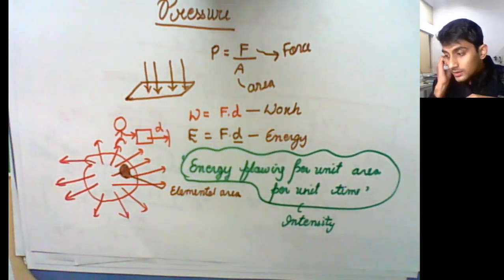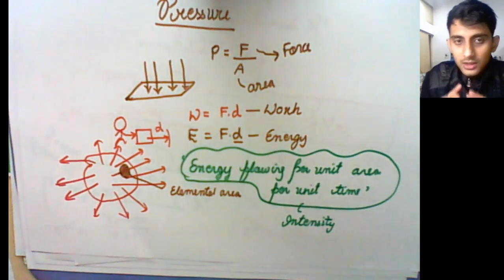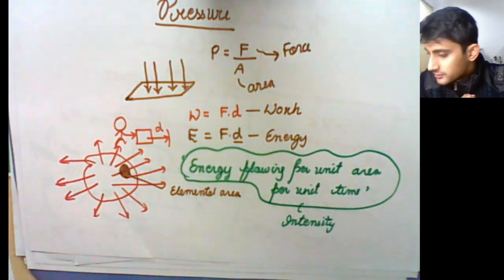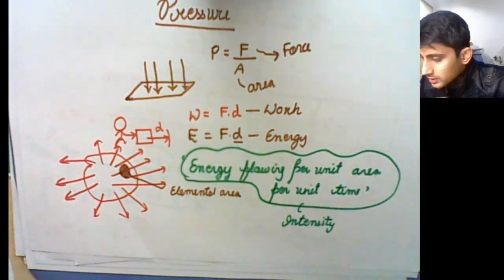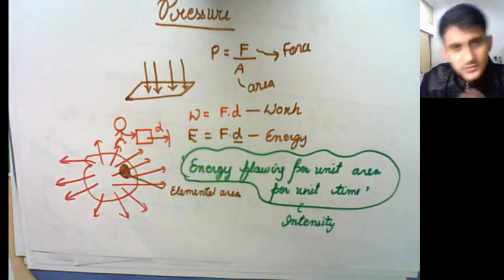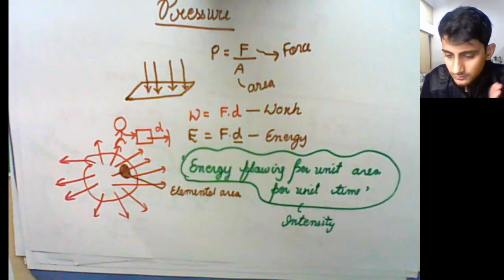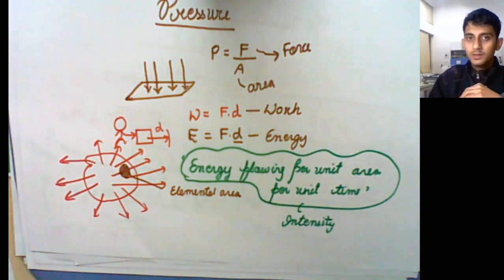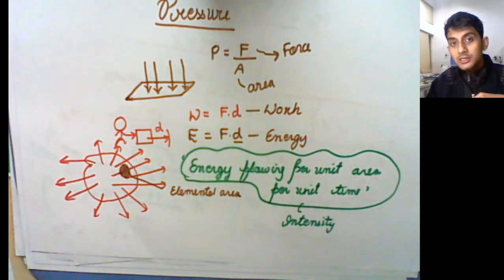Okay, so now we have actually got a base of all these terms. We know what is force, we know what is distance, we know what is work, we know what is energy, and we also know what is intensity. ये सारी चीजें हमें पता चल गई. Okay, now assume the sun, which is millions of kilometers away from us.